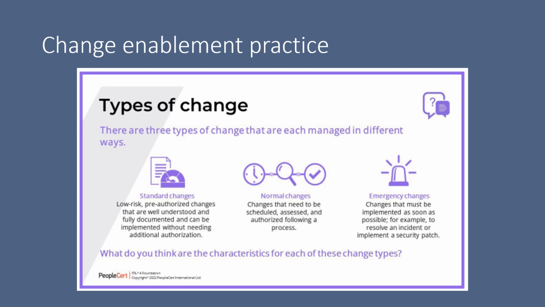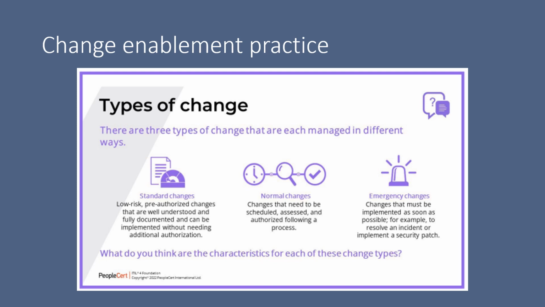Normal changes: unknown, medium, or high-risk changes, which require additional due diligence for planning and control. Normal changes often make use of change models for efficiency. A change model is a repeatable model for a particular type of change. Normal changes are often triggered with a request for change, RFC.